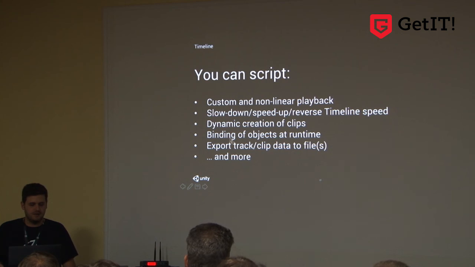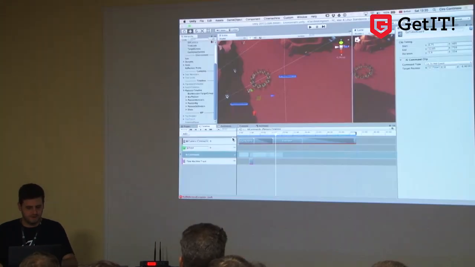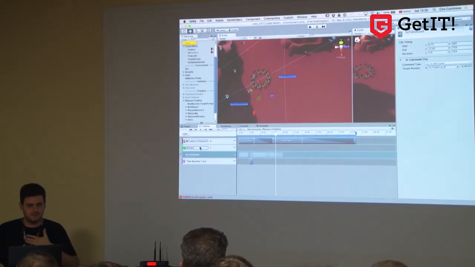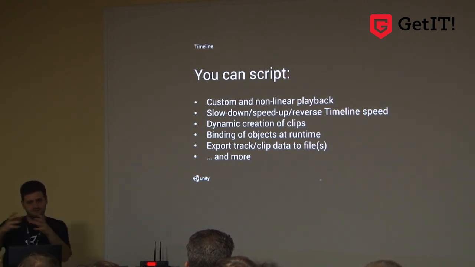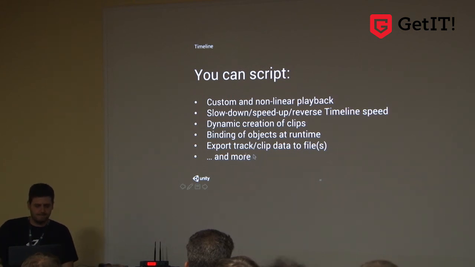Or you can bind objects at runtime. So all the binding here, which is already done by me in the editor, you can do it through script. This is useful if you're using the timeline in a new scene. So if you have a timeline that you use in different scenes, you can bind it dynamically. And then you can possibly export tracks and clips to data files if you want. So you make the timeline in Unity and then you export everything in a text file. There's a use for that.